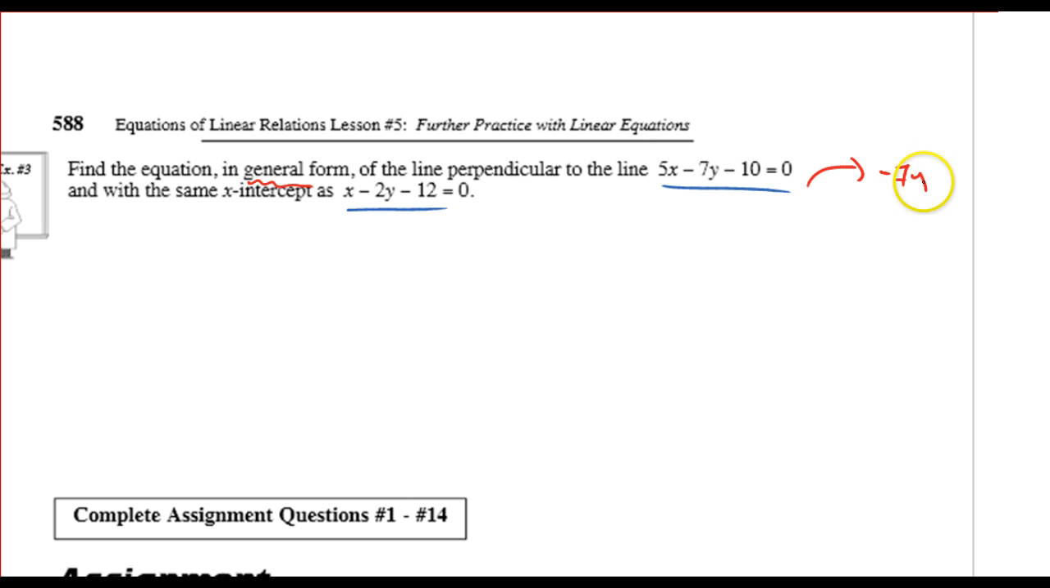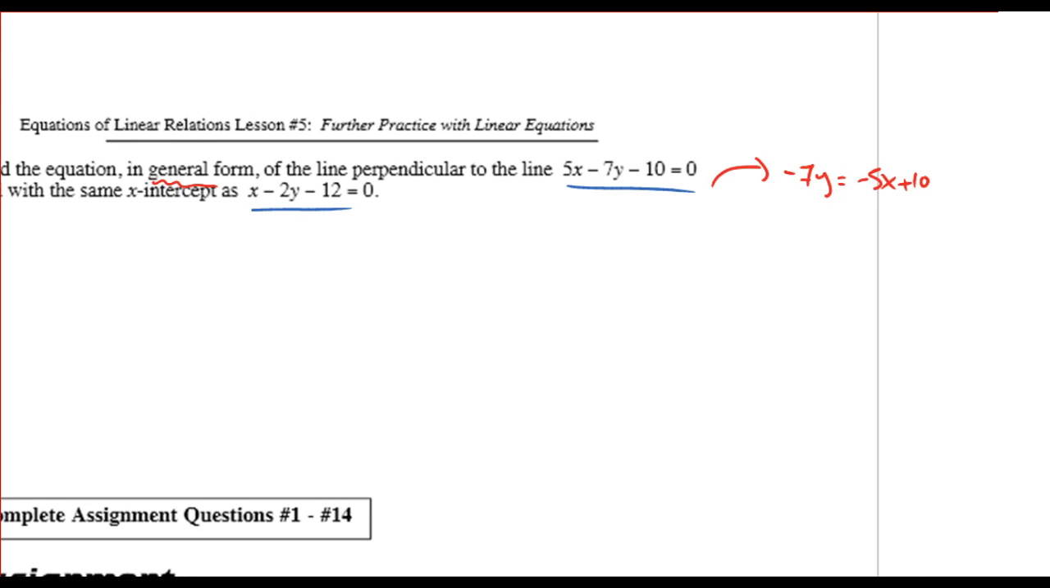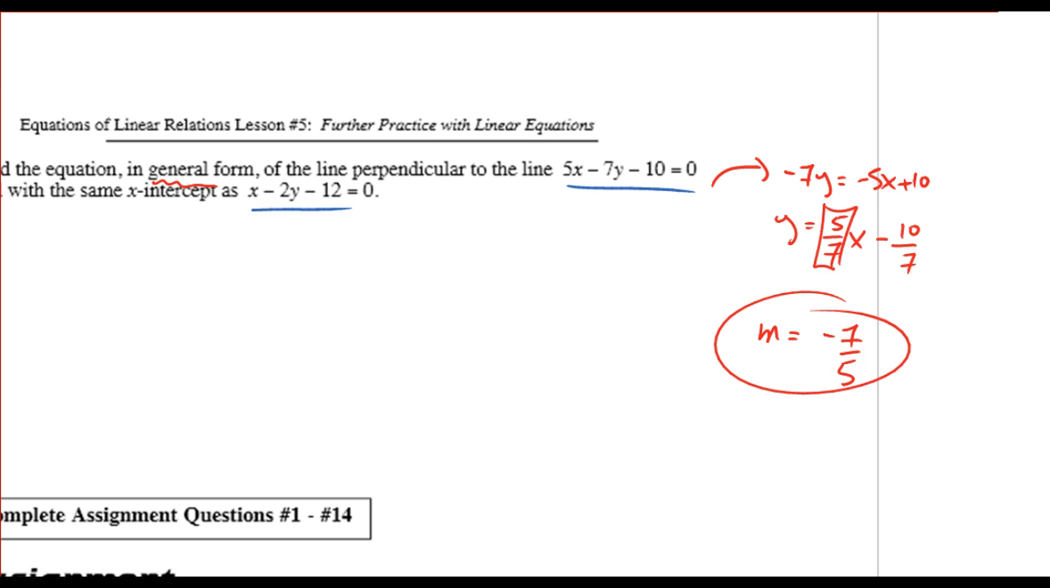So negative 7y equals negative 5x plus 10. y equals 5 over 7x minus 10 over 7. So again, the only thing I'm interested in from this is this slope. So the slope of our line is negative 7 over 5. Double check that to make sure it's correct. Okay, good. All right, so I'll circle that, and then I need to get a point, of course.